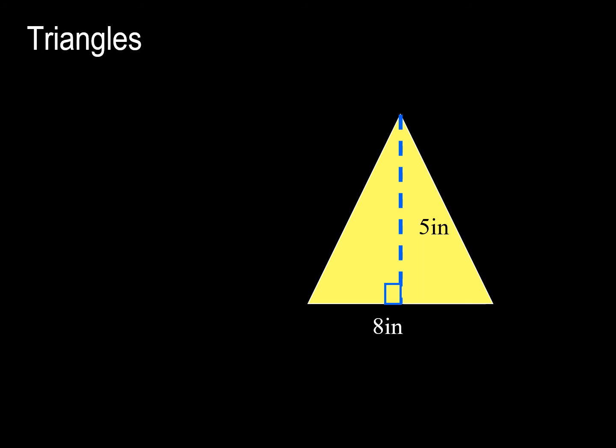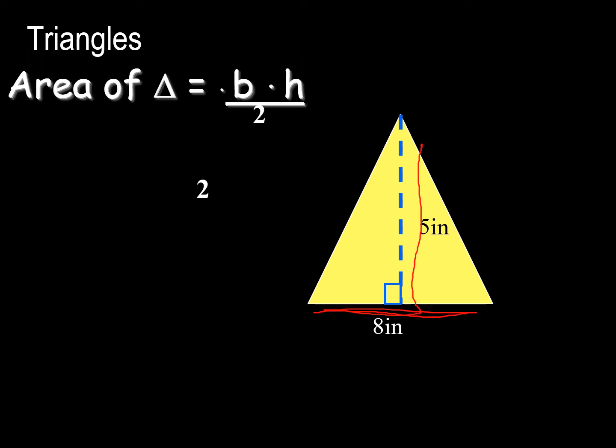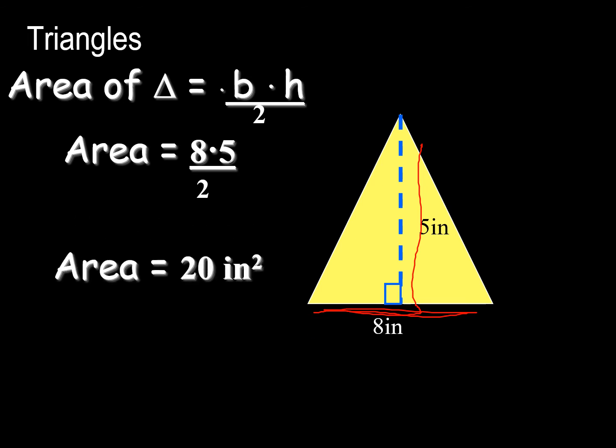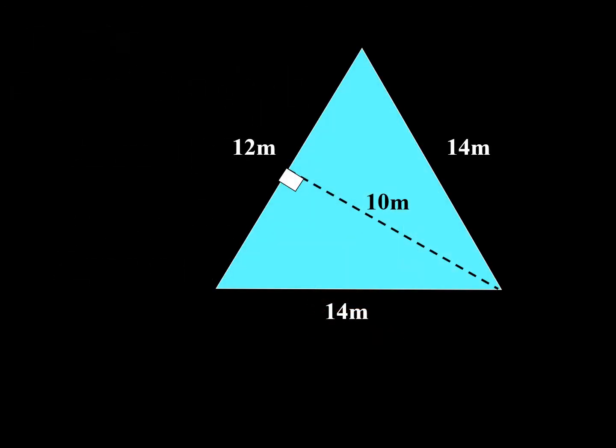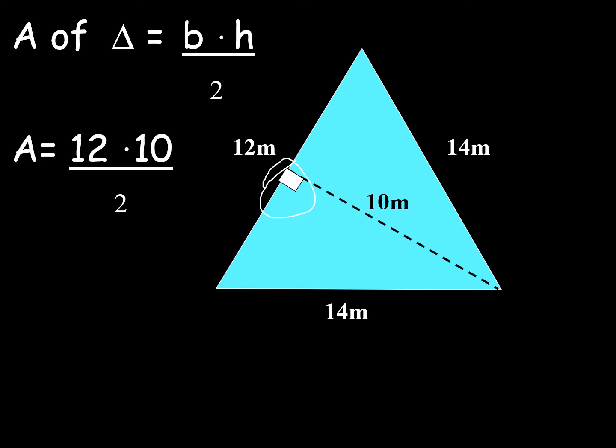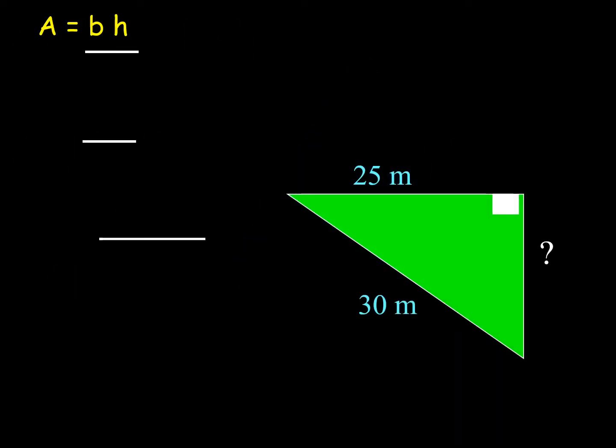Easy enough? Same rule applies. The base meets the height at a right angle. So here's my base, here's my height. Base times height divided by 2, and you get 20. What about when it's like this? Same formula. Base times height divided by 2. What's the base and the height? Meeting at a right angle, so 12 times 10 divided by 2 is 60 square meters. Okay, and that's just the way you say it, square meters, not meters square. Who cares, right? All right, so here's one more.